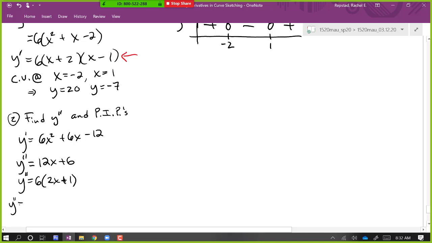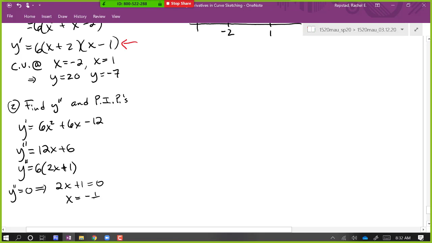So the second derivative is 0 when 2x plus 1 equals 0. And that gives us negative a half. And I know that I'm going to need the y-coordinate as well eventually, so I'm going to just find it now. Six and a half.